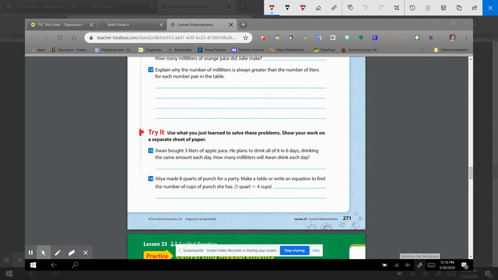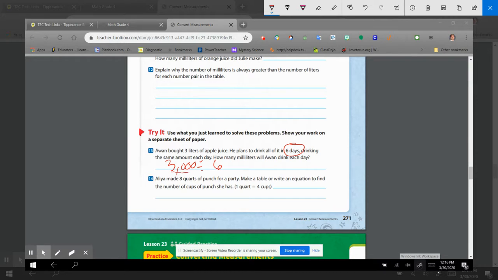Okay, for number 13, he bought 3 liters of apple juice. He plans to drink all of it in 6 days. Drink the same amount each day. How many milliliters will he drink each day? Well, to figure out how many total milliliters he has, 3 times 1,000 is 3,000. Then you would divide 3,000 by the number of days. So it would be 3,000 divided by 6.